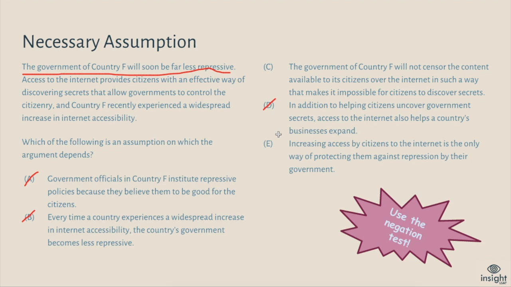And E, increasing access by citizens to the internet is the only way of protecting them against repression by their government. Too strong, I can see it already, but use the negation test. It's not the case that increasing access by citizens to the internet is the only way. Maybe there are other ways, right? But the argument is definitely not assuming, or doesn't have to assume, that this is the only way that the citizens can be protected from repression.